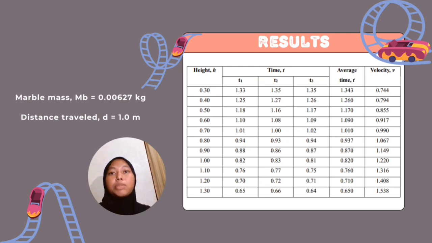In conclusion, our experiment clearly demonstrates how gravitational potential energy is converted into kinetic energy, with a higher drop resulting in greater speed, just like the thrilling descent of a roller coaster.